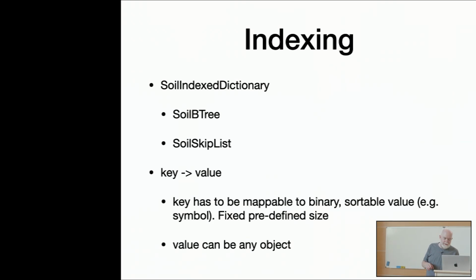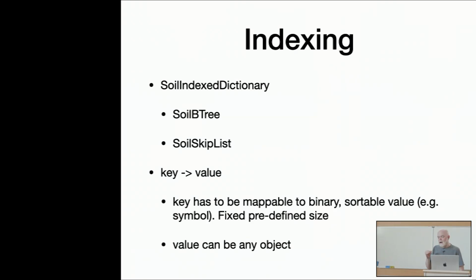So the soil index dictionary is, as I said, key to value, but the key is a bit special. It's not a key like in a standard dictionary, because the key has to be mappable to a number. So actually, it's a number encoded as a byte array. It has to be sortable, so that means it is sorted by this number. So if you take the key, it's a sorted dictionary sorted by the number, by the order of the keys.